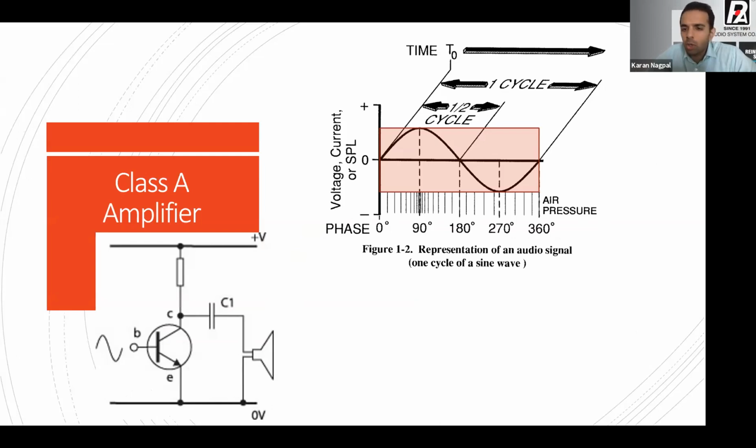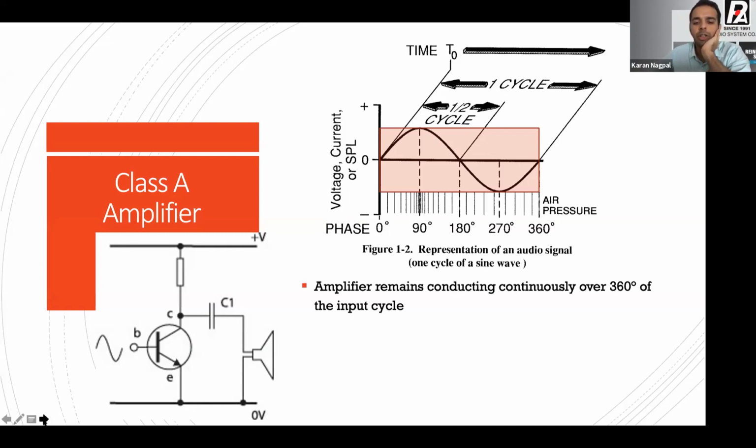Class A, basically, what you see is a sine wave out here. This is a complete sine wave. In a class A amplifier, your amplifier is conducting continuously over the entire input cycle. Your signal goes from 0 to positive, down to 0, down to negative, back to positive, and your amplifier is conducting throughout this entire cycle. All the components remain on.